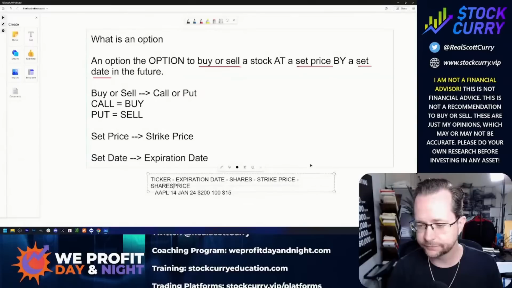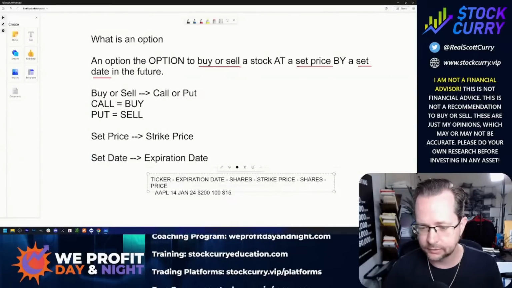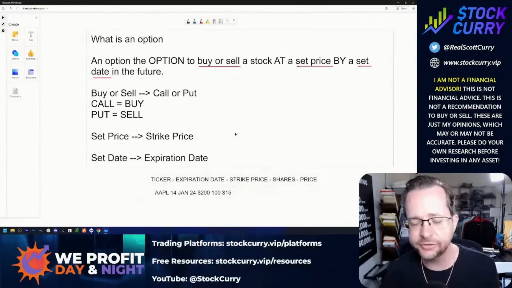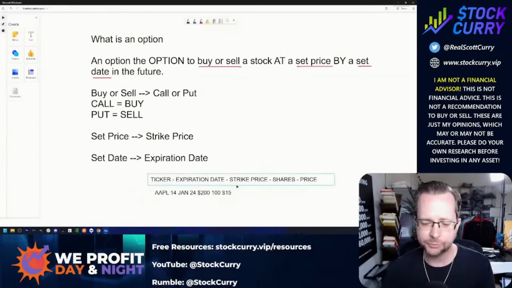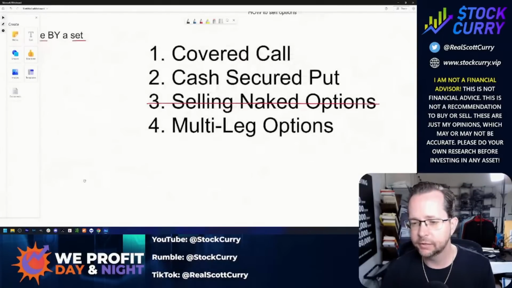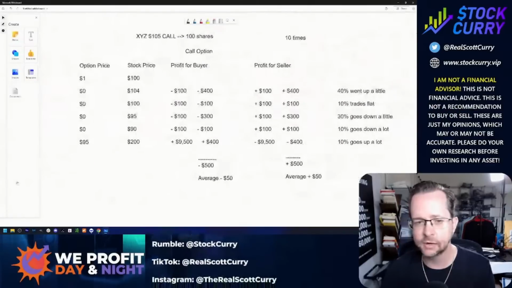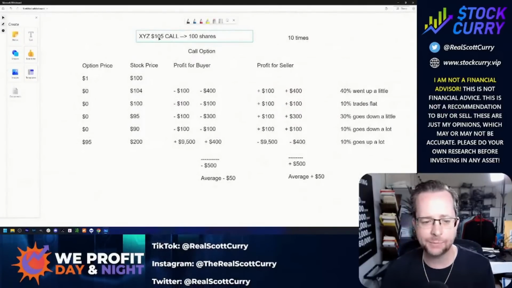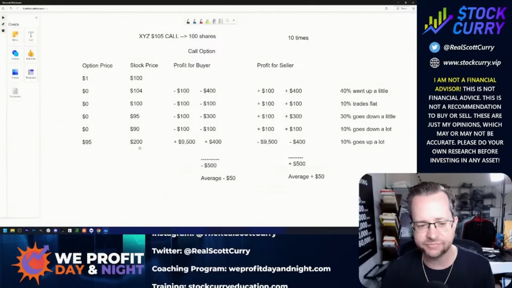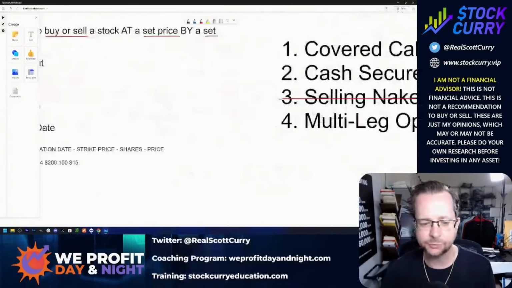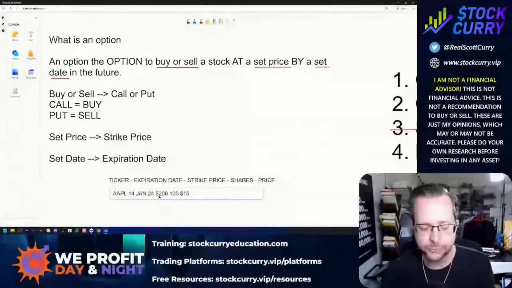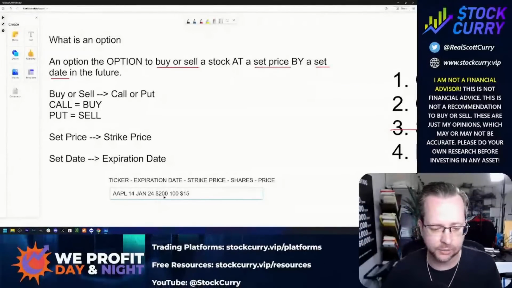All right. Next is the strike price. This is the price that the option would actually have to get to. Remember when we showed you this over here, $105 call option, and it only made money if the stock went up a lot, like above $105. That's what the strike price is. So this means that it only makes money for $200.